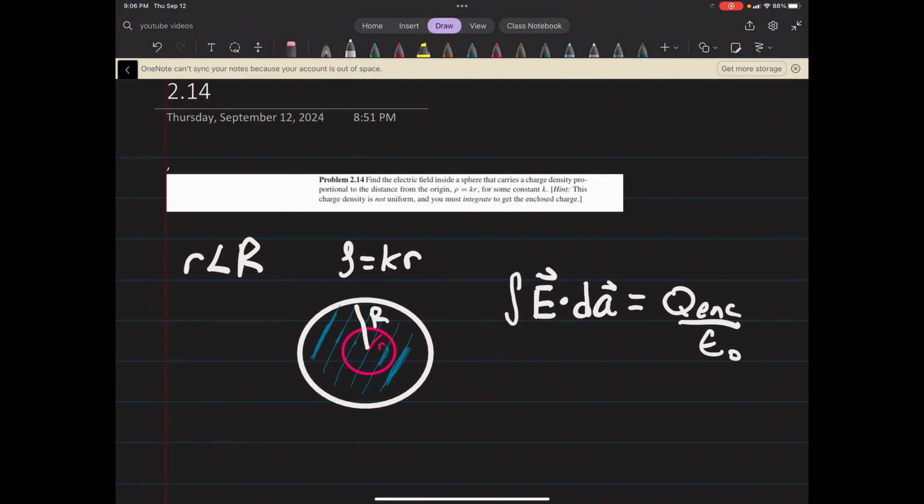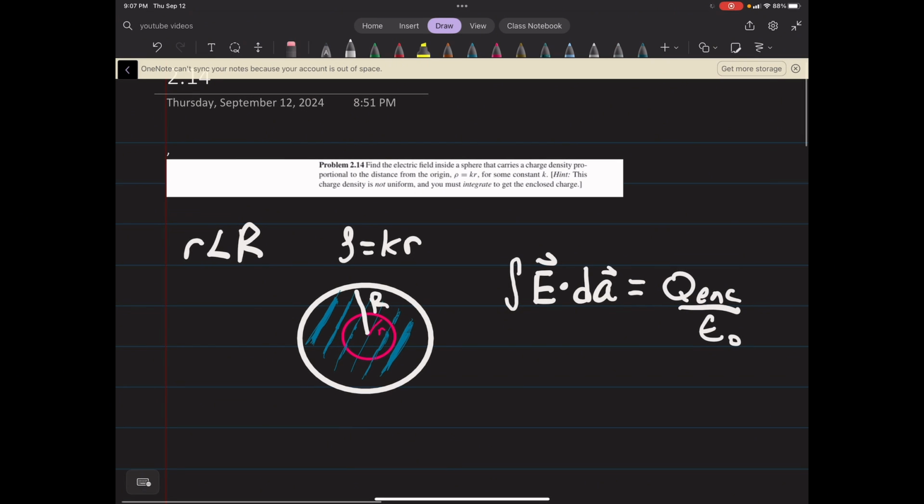Okay, so I tried to draw a little bit of a picture here. You have this big sphere R, and then we have this Gaussian sphere of radius little r inside of it. And the charge density increases the further away from the origin you get. So I kind of try to represent that with some of these lines. Out here it would be maybe more dense, and then over here kind of dense, and then out here not really. So hopefully you get the picture. And our goal is to find the electric field.